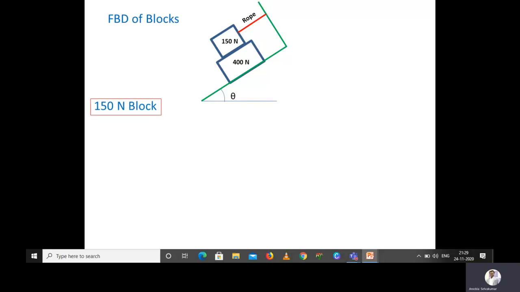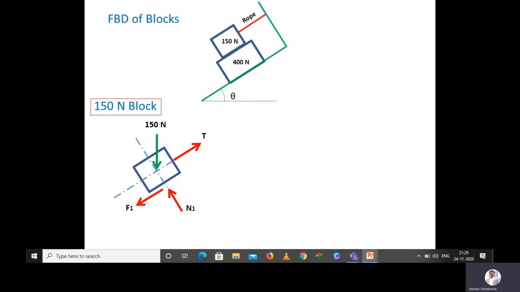Here we are going to take the first one, the 150 Newton block. I have taken a line parallel to the inclined plane and another perpendicular to the inclined plane for reference. Now the weight of the block is 150 Newton, and because it's tied with a rope, obviously there will be a tension. I have taken the tension towards the right, and because the tension is acting towards the right along the inclined plane, the frictional force will act towards the left.